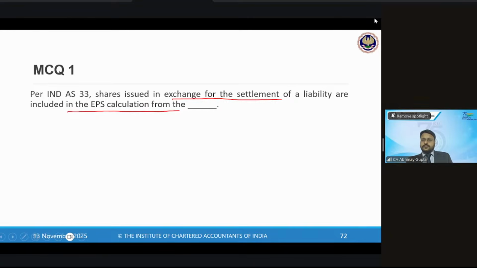From the settlement date. Perfect. Are you able to recall that slide which we discussed in the last session, where there were numerous items and against those the date which needs to be considered was mentioned, right? Yes. So for the liability settlement, it would be a settlement date.